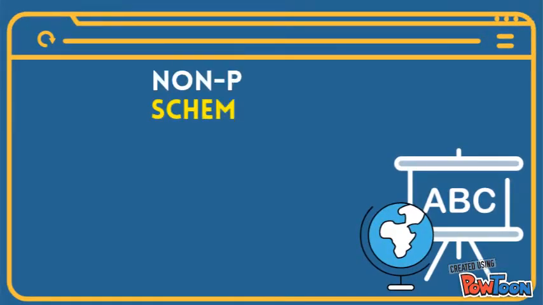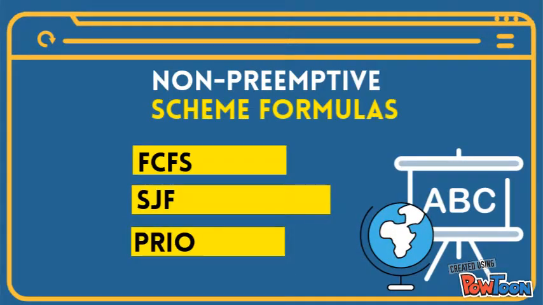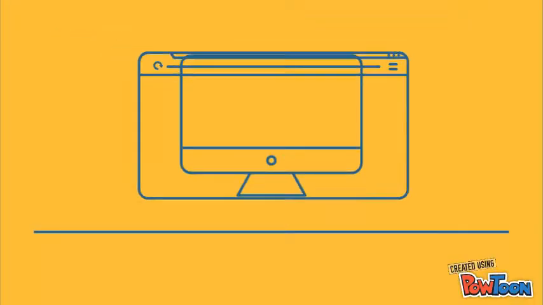I'm going to show you the needed information under FCFS, SJF, and PRIO. Here we are!